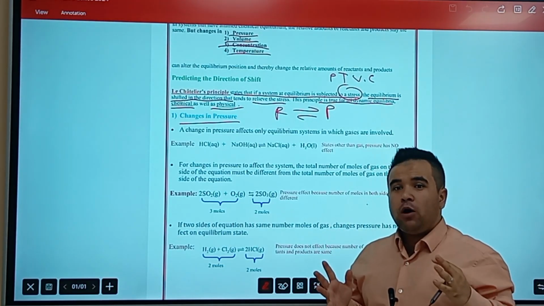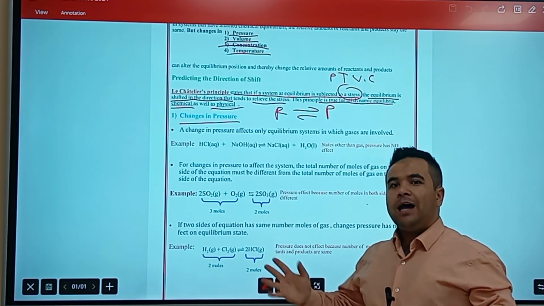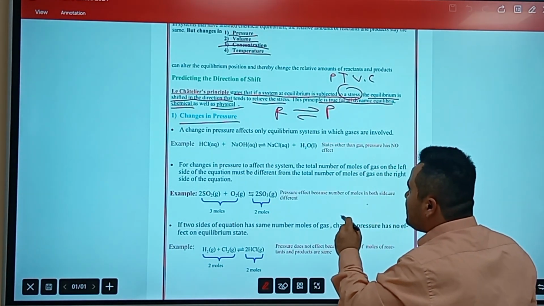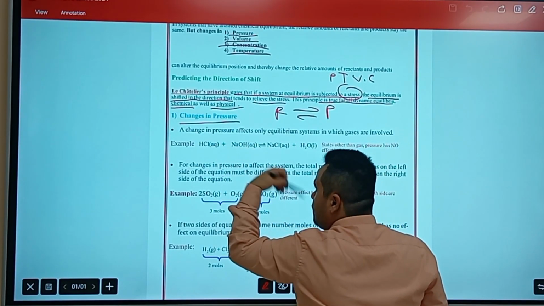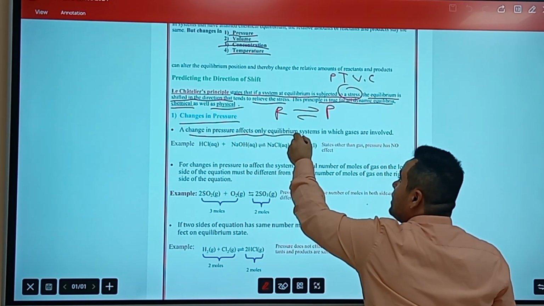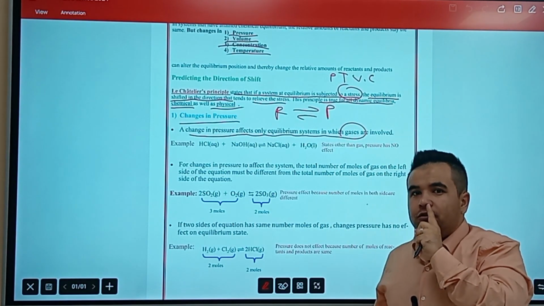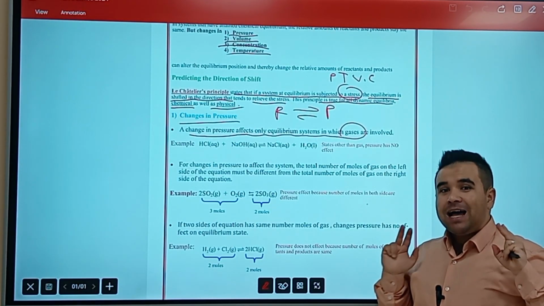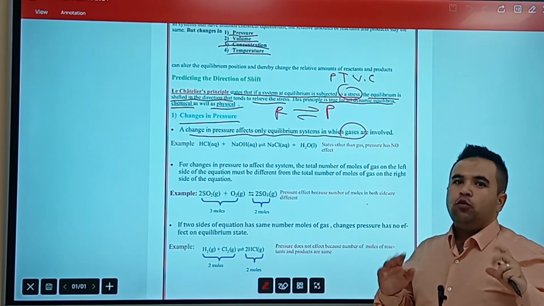Guys, for change in pressure, we have two kinds of pressure: the total pressure, which we will mainly talk about, and partial pressure, which we will talk about later. First, let us talk about how the total pressure of a system shifts the equilibrium. A change in pressure affects only equilibrium systems in which gases are involved. For reactions that do not have gases, the pressure has no effect on the equilibrium.